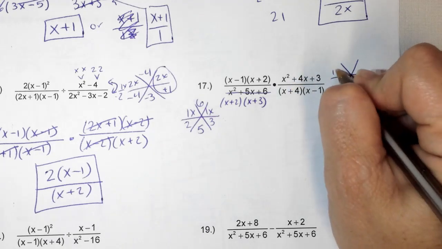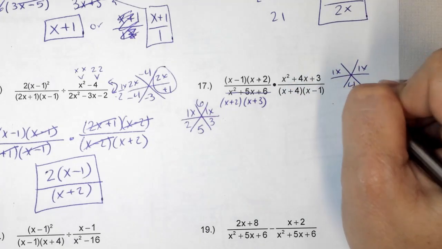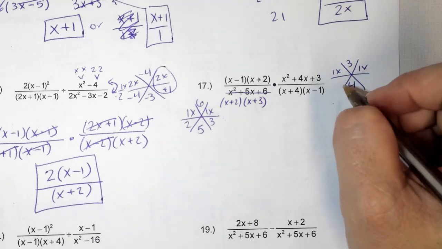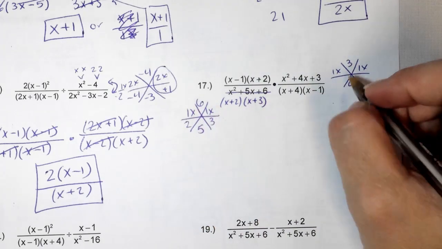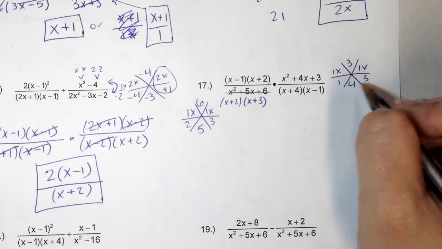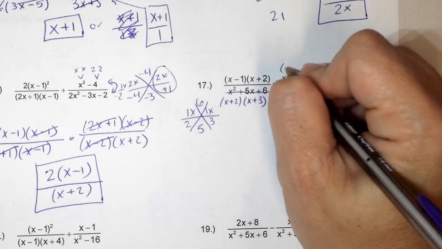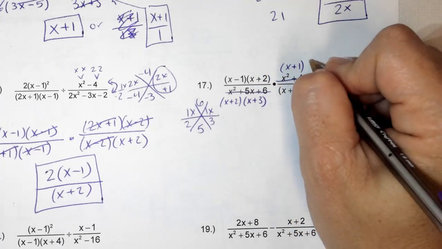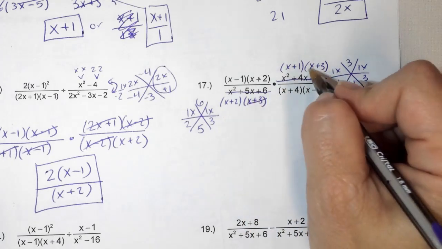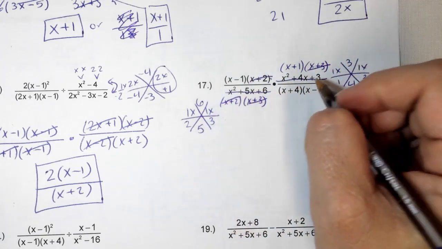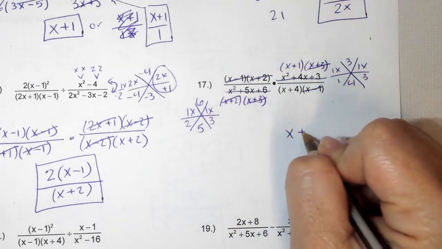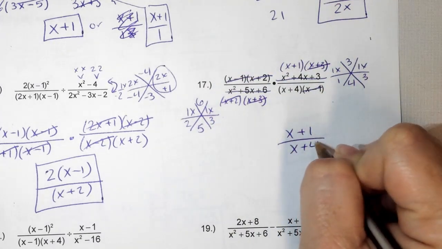A is 1, b is 4, a times c is 3. When they're 1 off, y'all, it's always going to be 1 and itself usually. This 6 is a different concept, but 1 and 3. So 1 times 3 is 3, 1 plus 3 is 4, so this becomes x plus 1, x plus 3. And now we can cancel. So the x plus 3's cancel, x plus 2's cancel, x minus 1's cancel, and we're left with x plus 1 over x plus 4.